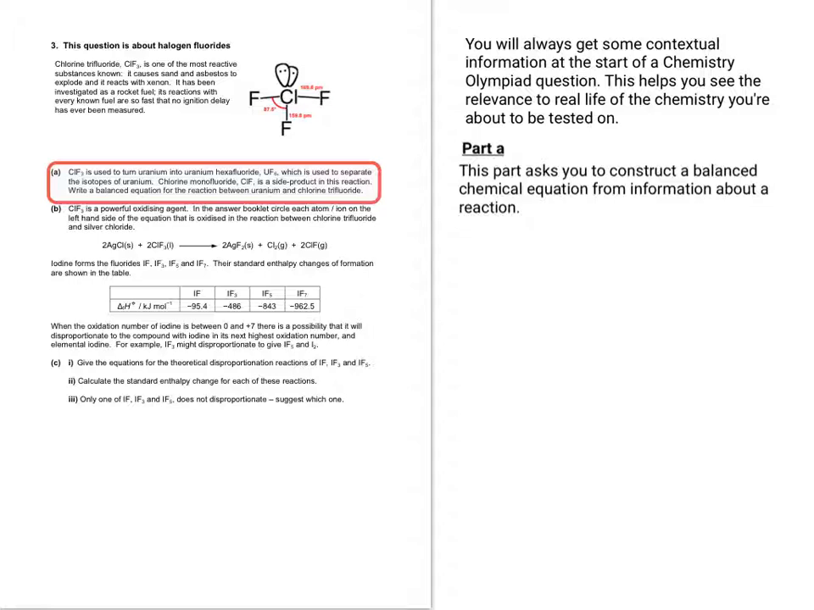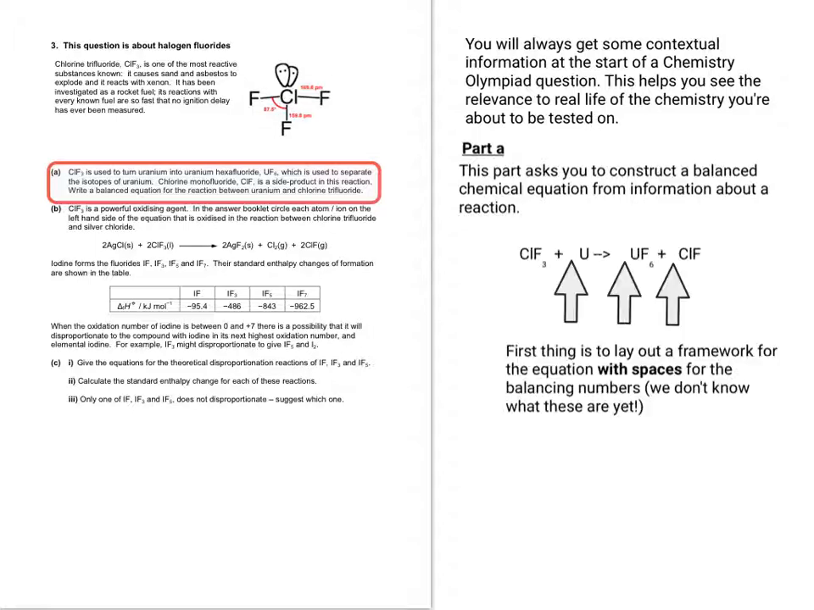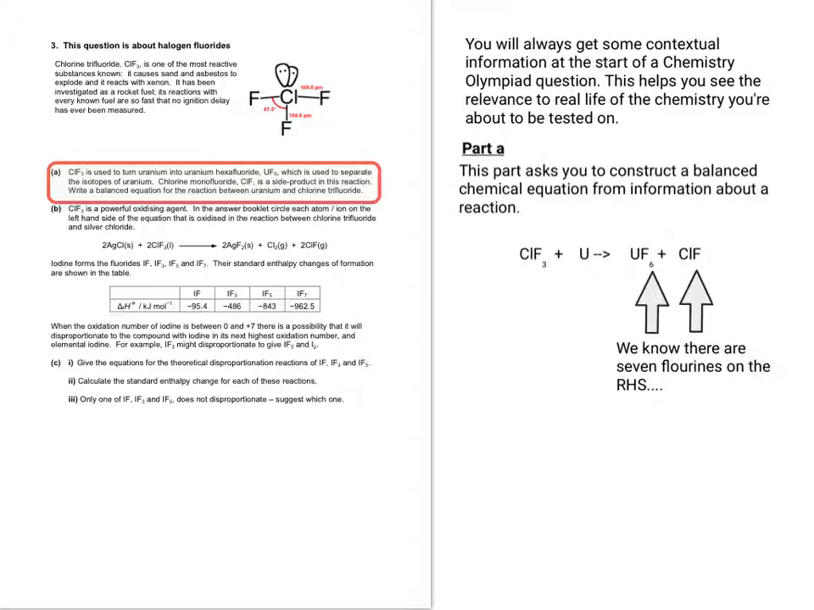So now we can decide what to put down as our equation. So the first thing you do is to write out what you know already on the reactant side and the product side, and leave spaces for balancing numbers. So we don't know what the balancing numbers are yet, so if you leave spaces to put them in, that'll be quite useful. So we know that there are 7 fluorines on the right-hand side, but only 3 fluorine atoms on the left-hand side.